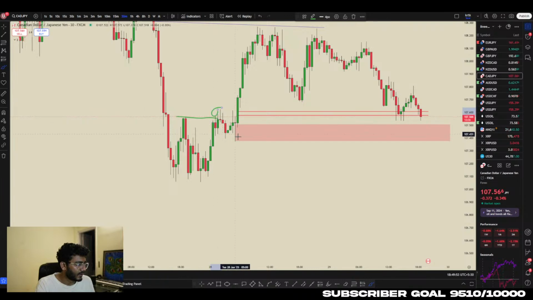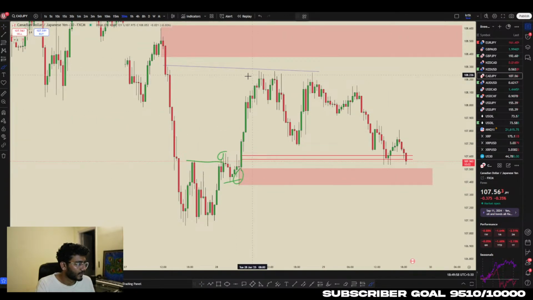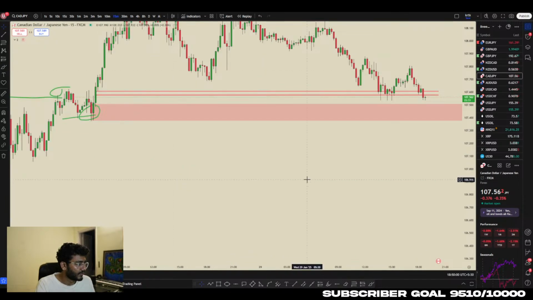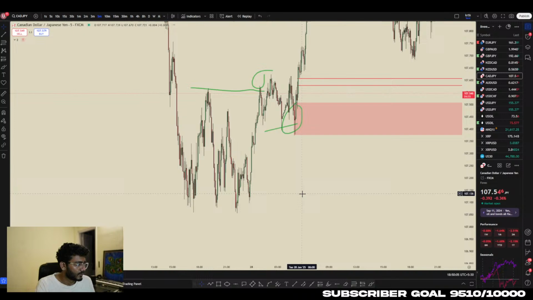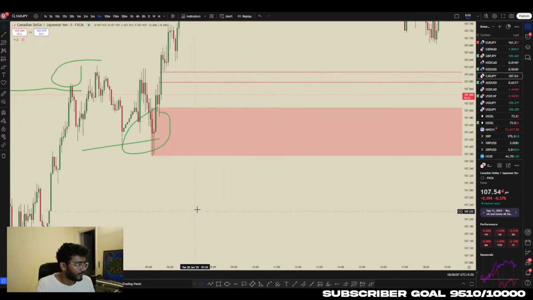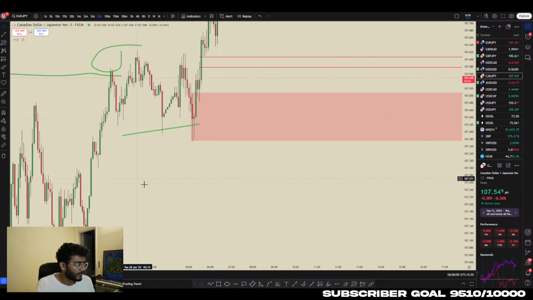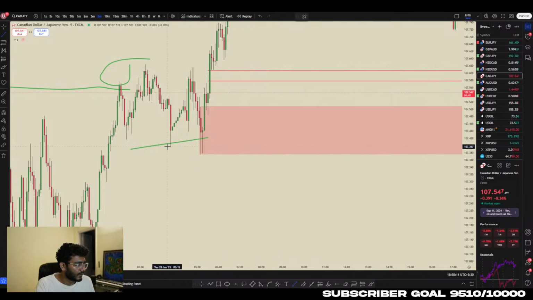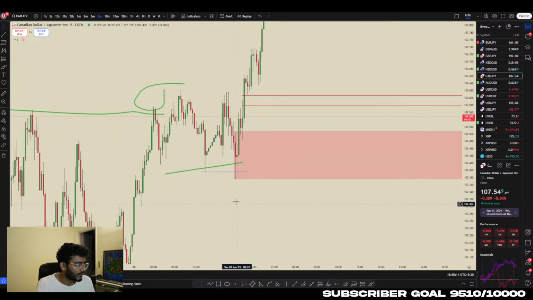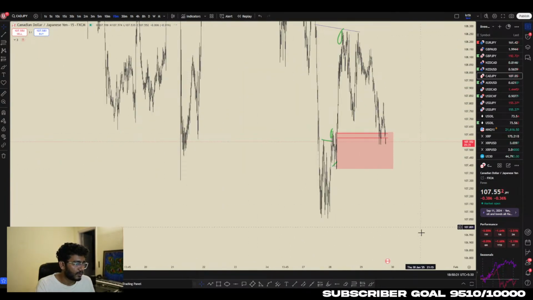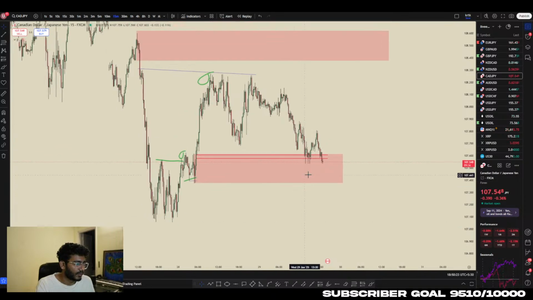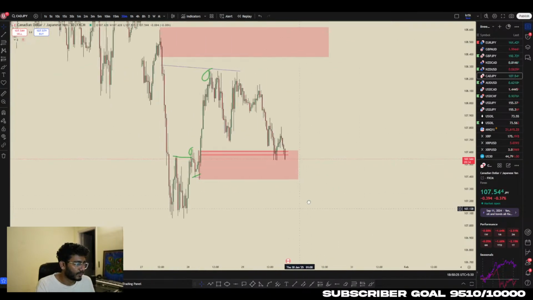Price created this internal high, swept. We have this inducement. Price created a new high, which is here. So if you go to 5 minute, price induced this low, like this was a liquidity sweep, and it started to grow from here. So if we use this area, we need to look for a change of character in this area. Probably price can go to the upside.